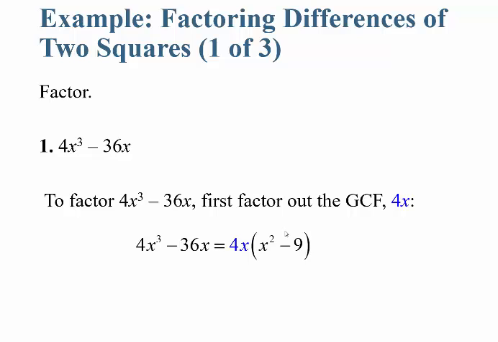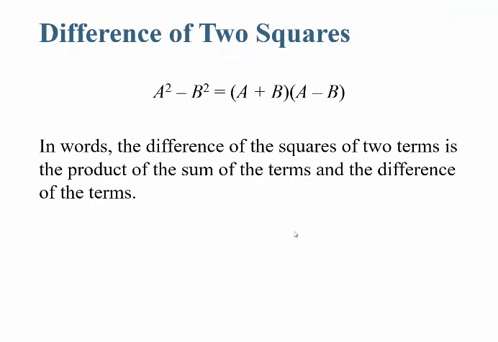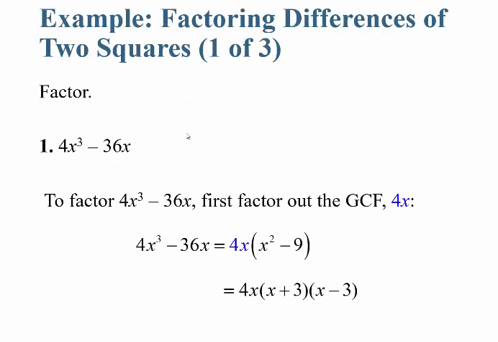So the trick here is to look at it and ask, is 9 a square? Well, yes, it is 3 squared. So you have x squared minus 3 squared. Basically that's the a squared minus b squared, so it becomes a plus b times a minus b, so x plus 3 times x minus 3. The trick here was realizing that 9 can be rewritten as 3 squared.